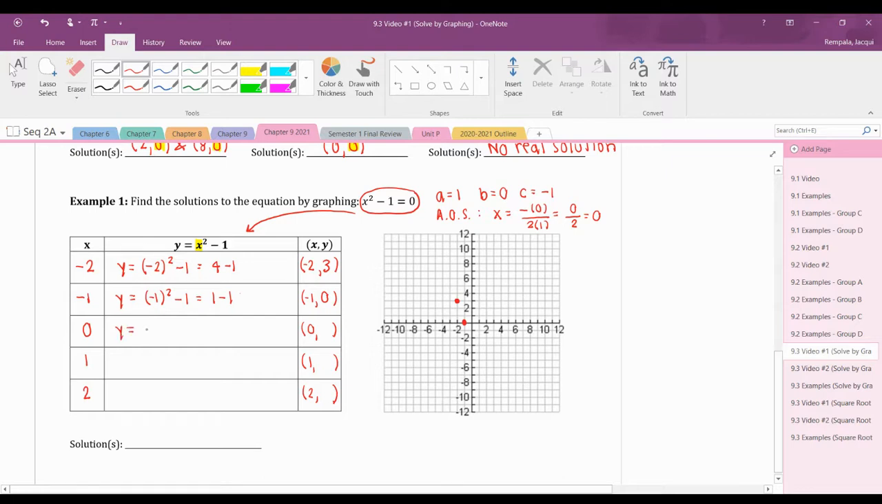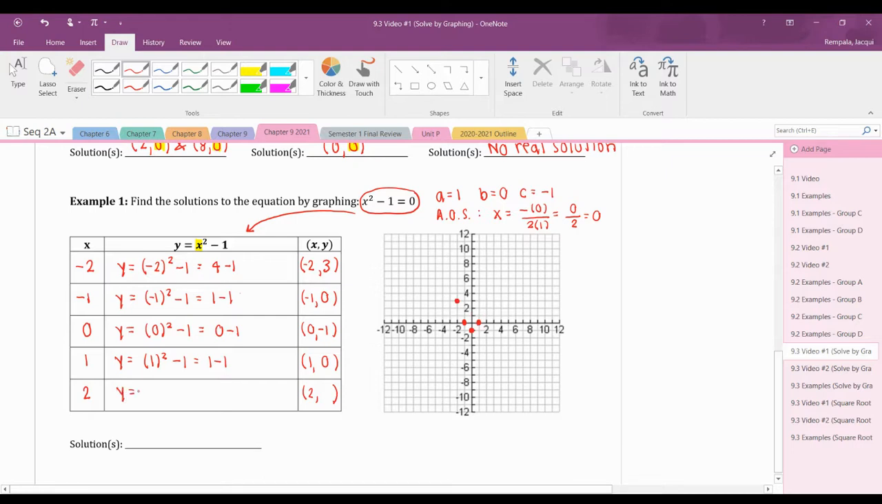When I plug in 0, we'll have 0 quantity squared minus 1. So we'll have then 0 minus 1. So -1. 0, -1 means we don't move left or right, but we do move down 1. When I plug in +1, we'll have 1 squared minus 1. 1 squared is 1. 1 minus 1 is 0. So move 1 to the right and then plot your point because we don't move up or down.